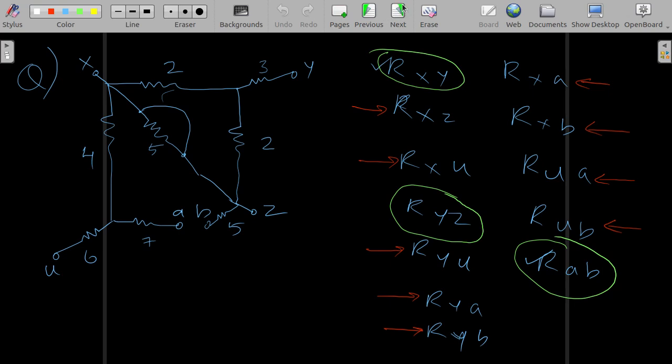So this was how we started. We started with a resistance network. I solved 3 of them. The rest are homework for you.